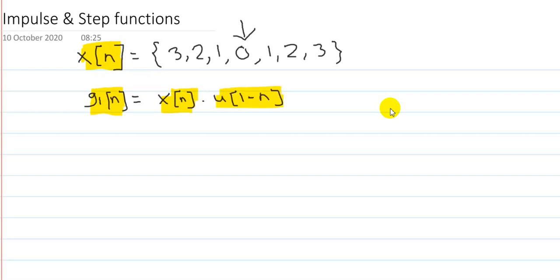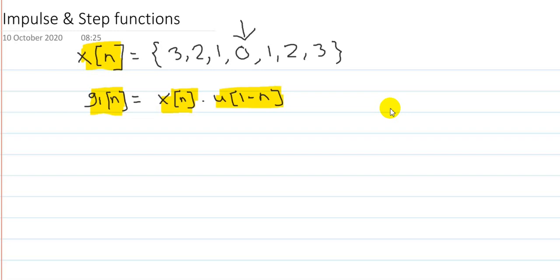So first of all, our first step will be just to plot the signal x of n. Then we will plot the signal u of 1 minus n. After that, we are going to multiply the corresponding samples in order to get our desired signal g1 of n. So let us start plotting x of n here.